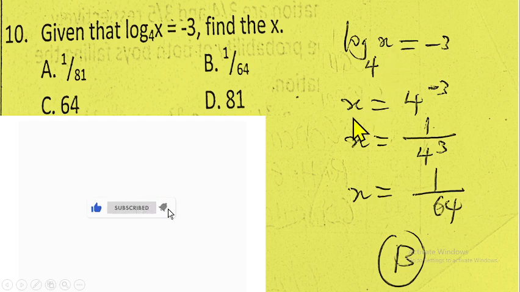So that means you'll be having x is equal to 4 raised to power minus 3, which means x is equal to 1 over 4 raised to power 3, because this one means inverse of 4 raised to power 3. So 4 raised to power 3 is 64. So x will be 1 over 64. So option B is the correct option for question number 10.